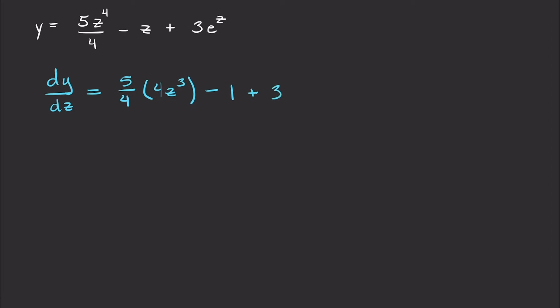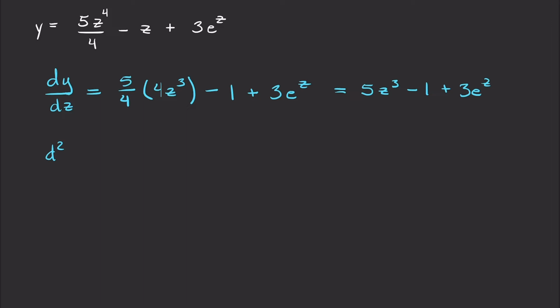Plus, bring out our 3. And the derivative of e to the z is still e to the z. So it would be just like e to the x would stay e to the x. And so if we simplify, our 4's are going to cancel in the first term, leaving us with 5z cubed minus 1 plus 3e to the z.